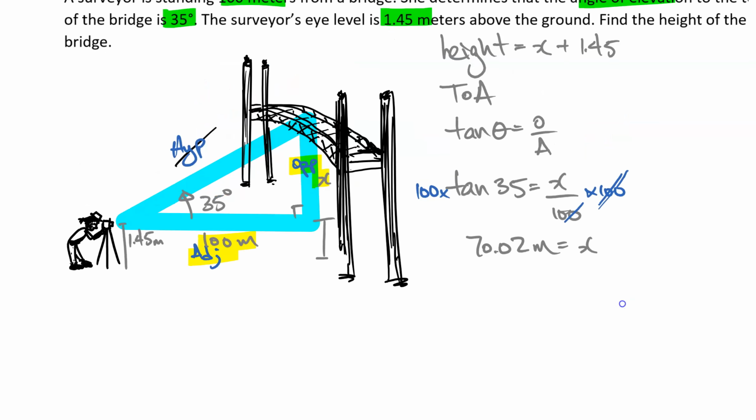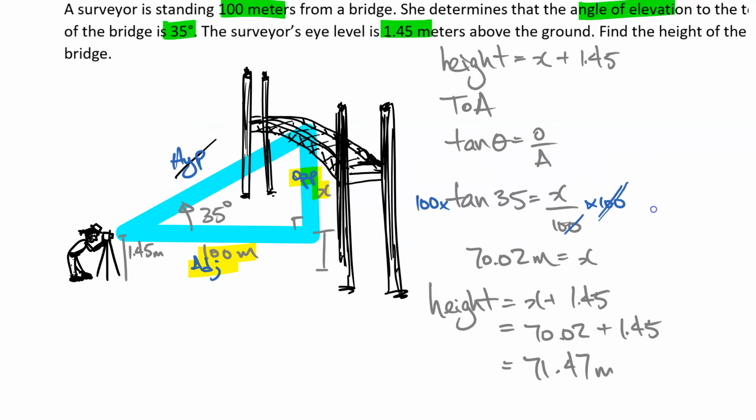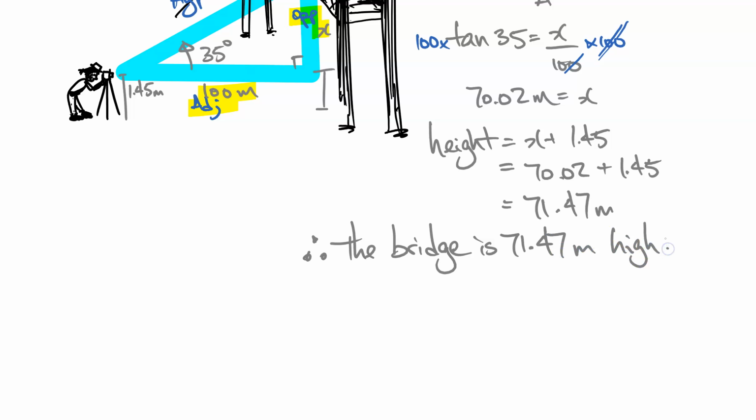But we are looking for the height, so let's just plug that in. The height is equal to x plus the 1.45. So the height is equal to 70.02 plus 1.45. And if you do that, you get 71.47 meters. Okay, find the height of the bridge, right? So therefore, the bridge is 71.47 meters high. Pretty nifty.